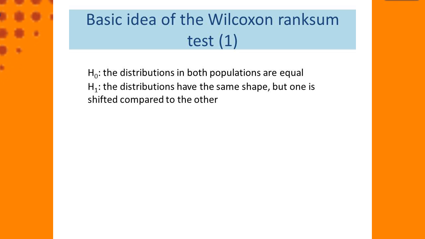The null hypothesis states that the observations from both groups are random samples from the same distribution, without assumptions about this distribution. The alternative hypothesis states that the distributions of the variable in the two populations have the same shape, but are on a different location.